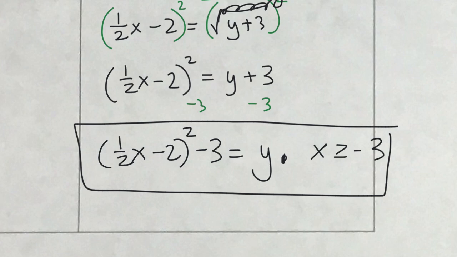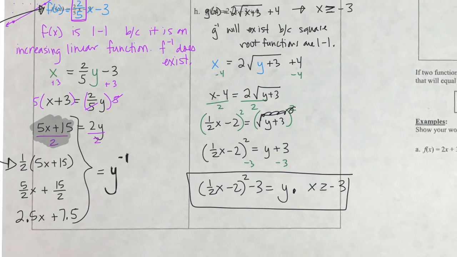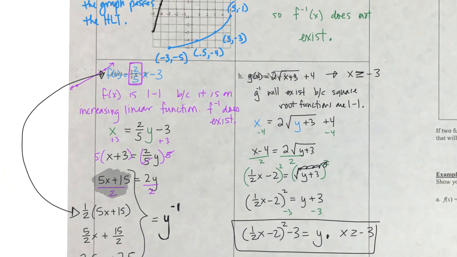And there's the bell, so we are done for the day. If your function is one-to-one, then the inverse exists. And if it's not one-to-one, then the inverse is not a function, for lots of different reasons.